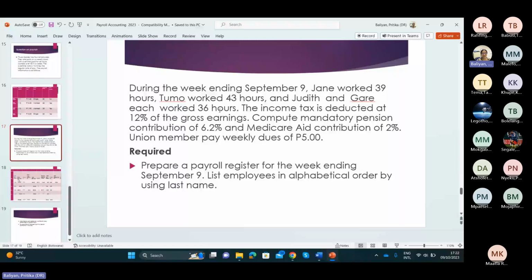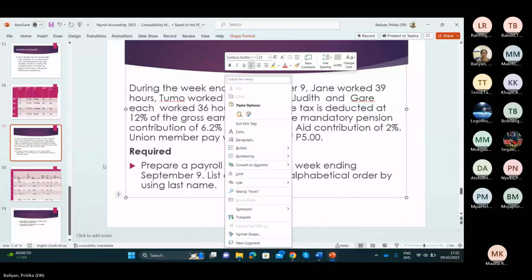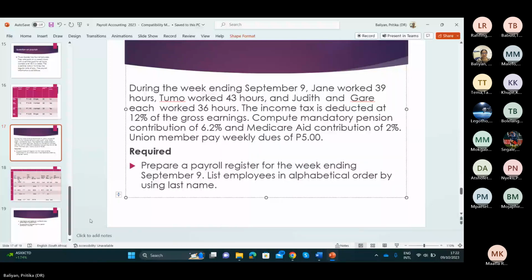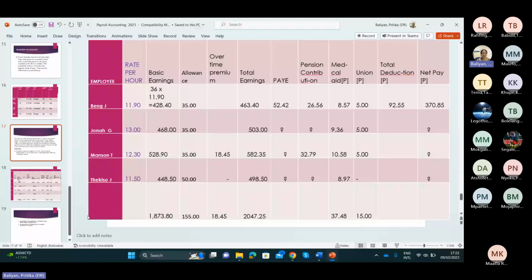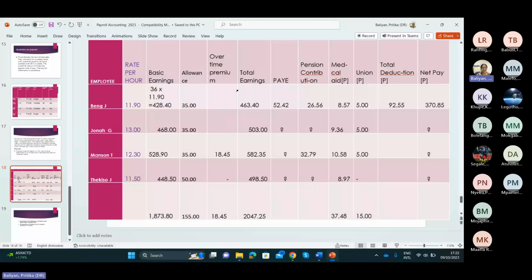Because the normal working hours is 40 and he worked only 36 hours. Did he work any extra hours? No, he didn't. So he is not qualified for any overtime pay. That's why in the overtime column, we are not going to write any amount. Then there is no information about any bonus or commission.